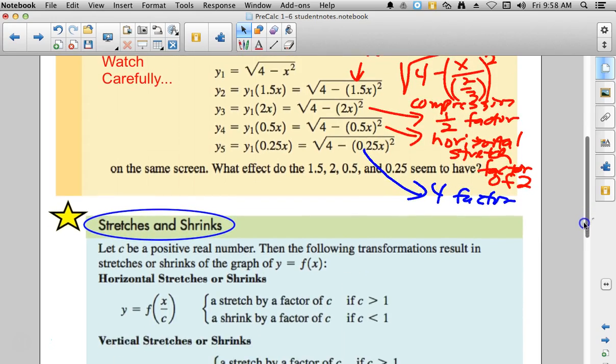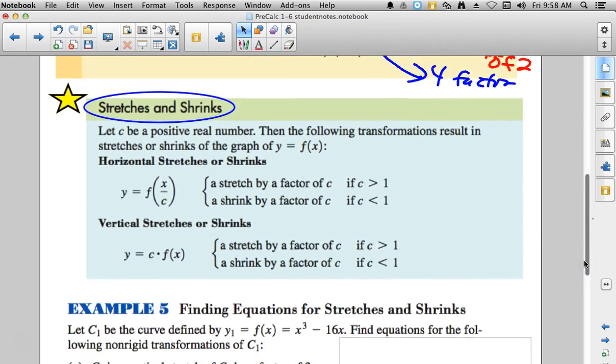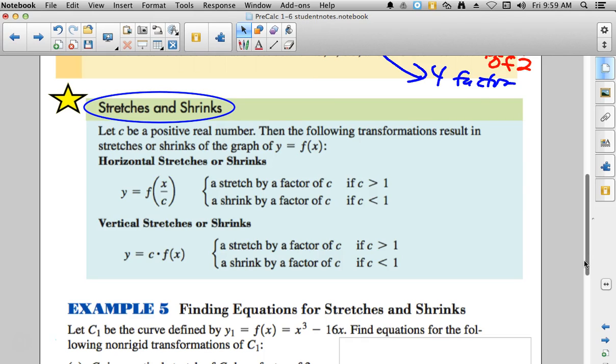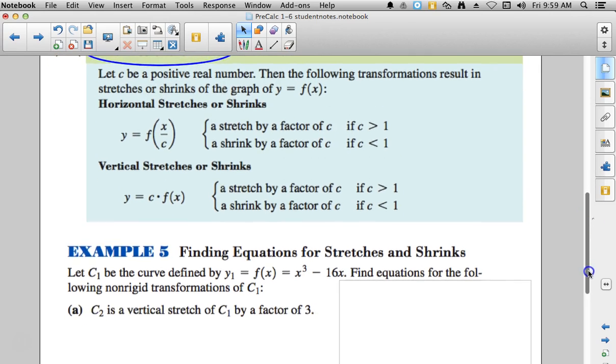All right, stretches and shrinks. Let C be a positive real number, then the following transformations result in stretches or shrinks of the graph y equals f of x. So y equals f of x over c. This is what we're talking about. The x is affected by this number, so it's actually the opposite of what we would normally think. And down here, we see the verticals. Again, this is the division piece, and we just have to think backwards about what we know. Here's my vertical, I remember all that stuff. Now think backwards about my horizontal.